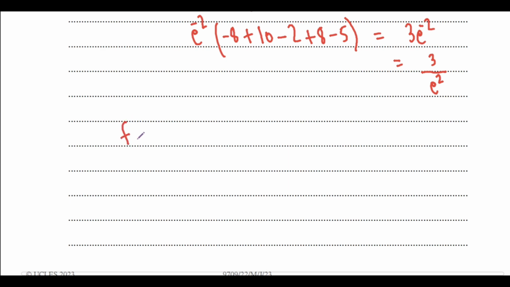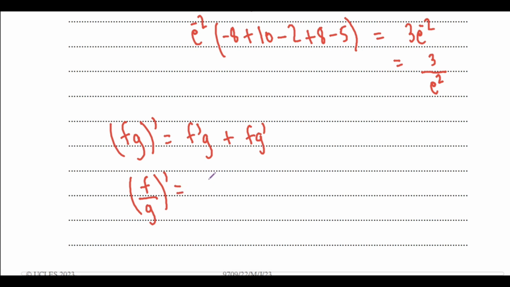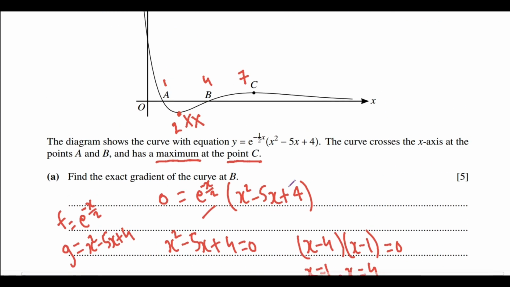So (fg)' is equal to f' times g plus f times g', and (f over g)' is equal to f'g minus fg' all divided by g squared. So yeah, those are the two things you need to know, and you've seen why they can be useful.